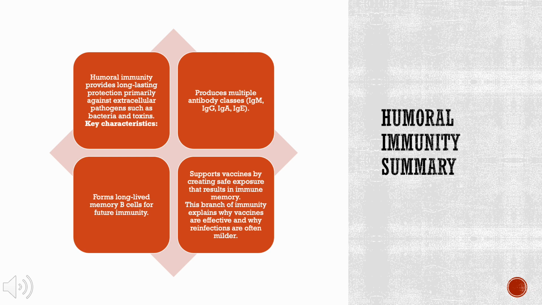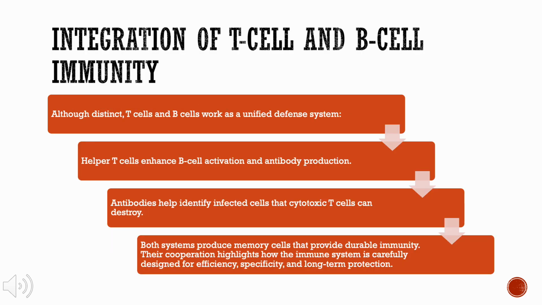In summary, humoral immunity involves B cells and the antibodies they produce. This system is especially effective against pathogens that live outside cells, such as bacteria and toxins. Through class switching and affinity maturation, B cells produce highly specialized antibodies that can provide long-lasting protection. This system is also the foundation of how vaccines help the body prepare for future infections.